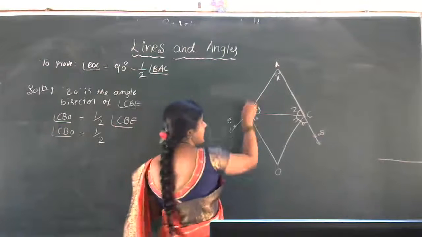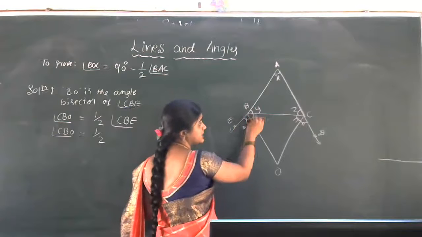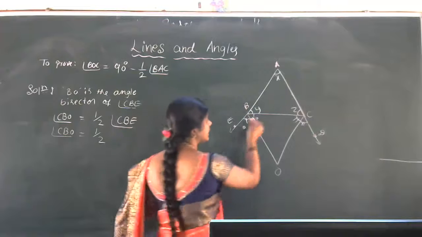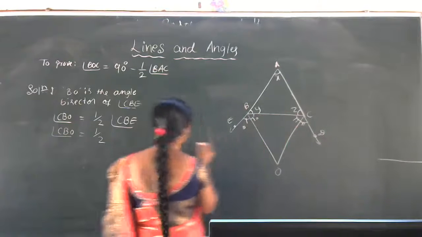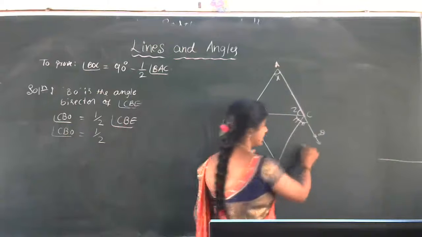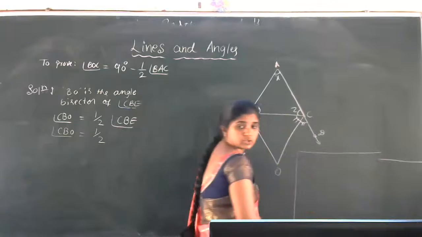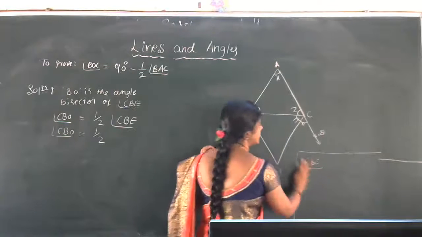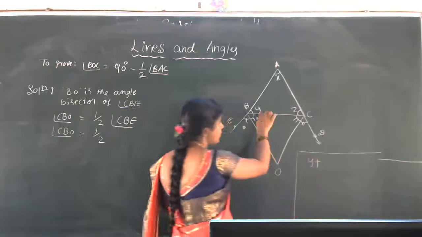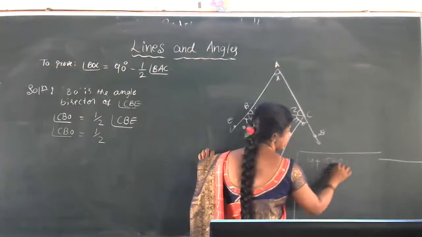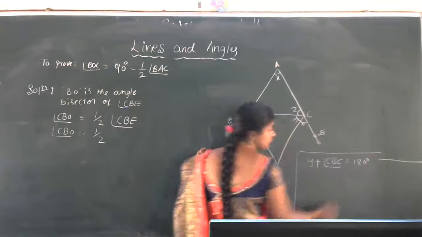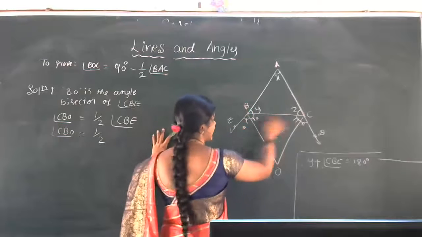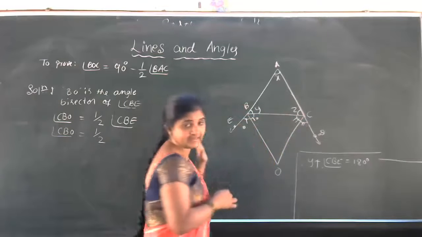This ABE forms a straight angle. y plus these two angles is equal to 180 degrees. Here I'll do the rough work. Angle CBE: here total y plus total angle CBE forms 180 degrees. Are you observing y plus CBE is 180 degrees? y plus this total angle CBE forms together a 180 degree straight angle.